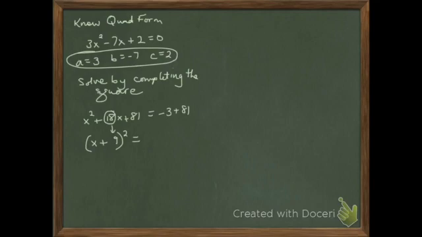And then you would go 81 minus 3 is 78. Take the square root of both sides, and you get x plus 9 equals the square root of 78. Two values, always two values when you're solving for an x squared. And this isn't going to come out very even, but you would just say, in this case, minus 9 plus or minus the square root of 78.